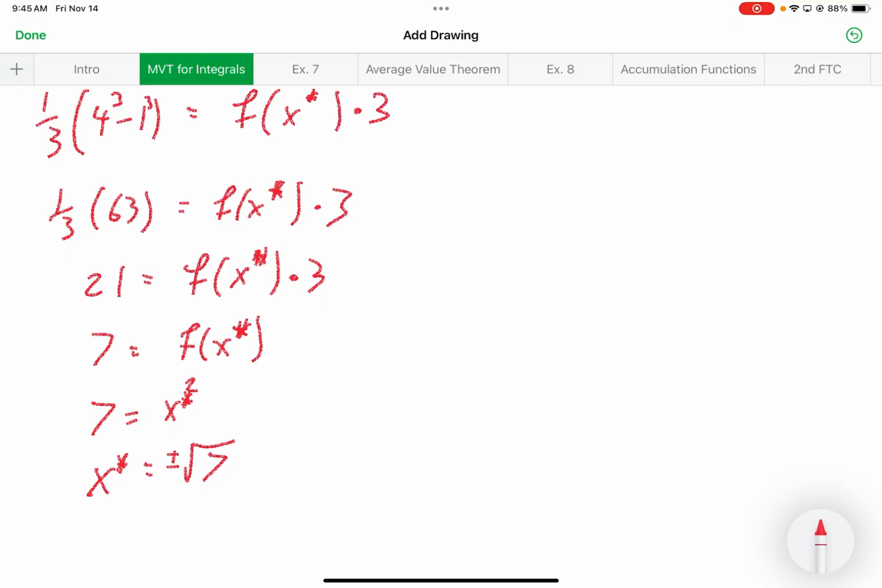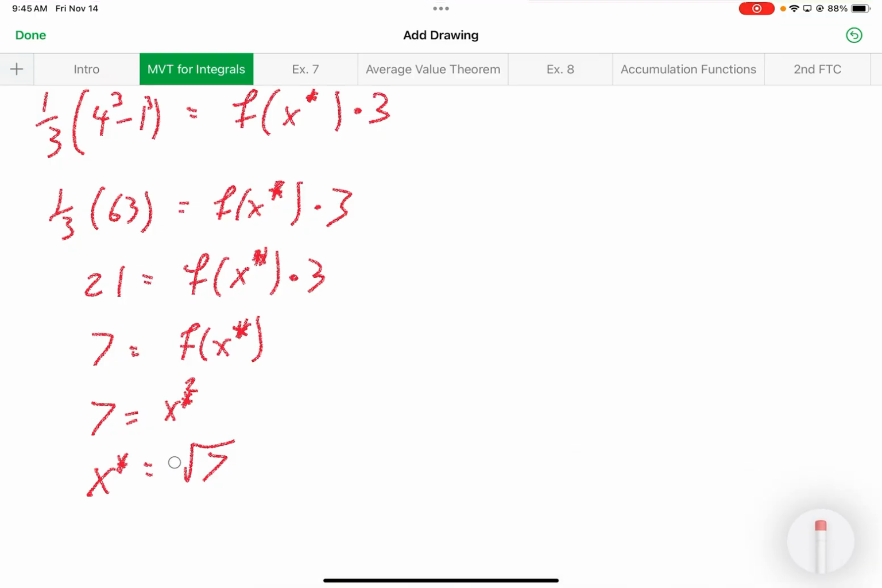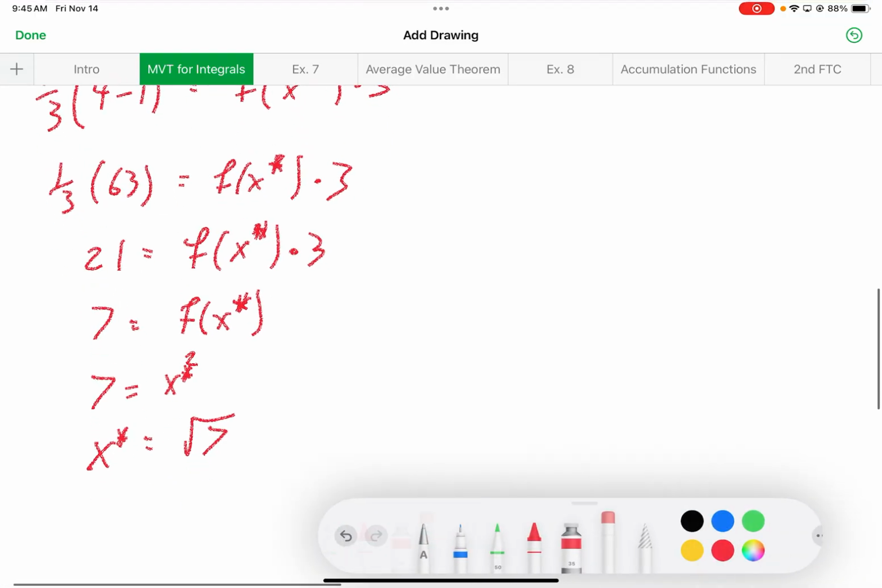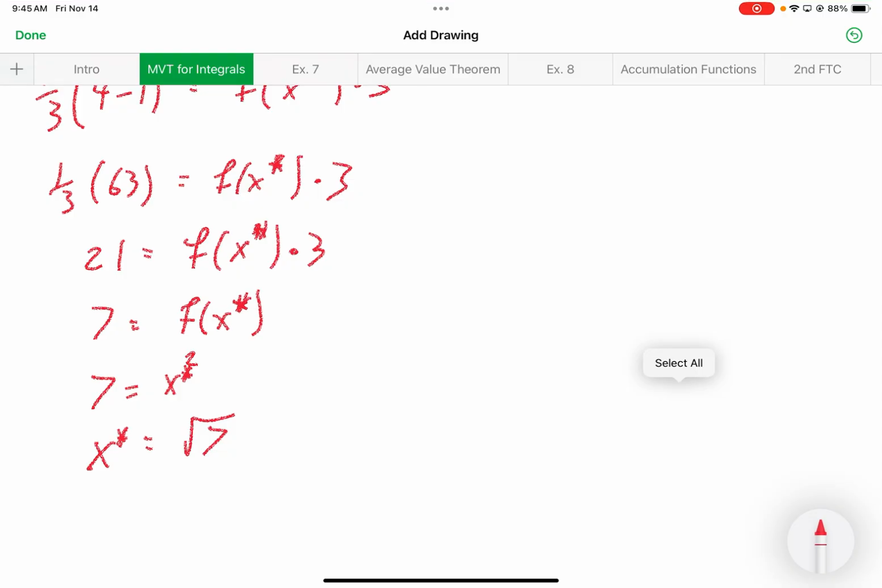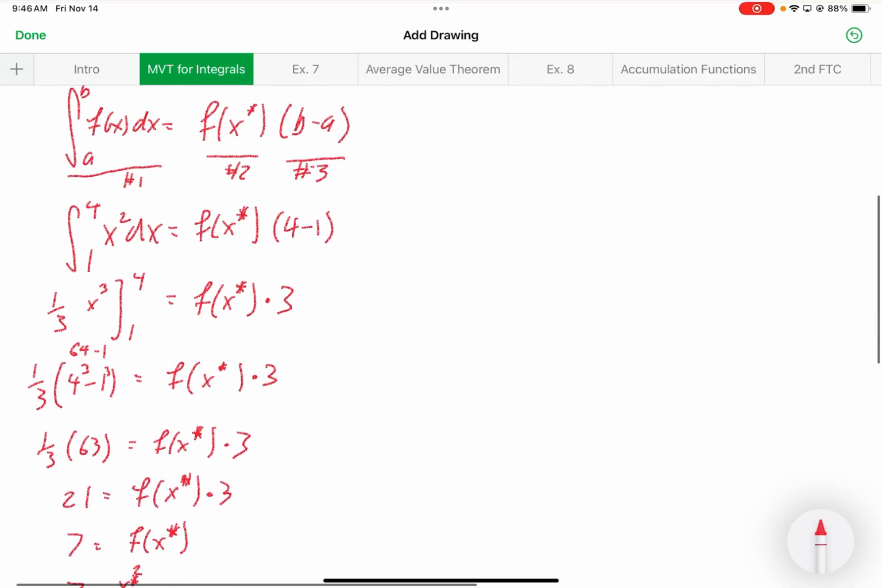Do I want both the positive root and the negative root? Why not the negative? It's not in the interval. Very good. It's not that I can't have negative values. It's just that it's not in the interval. Okay, cool. So there's our x value that guarantees it. Now let's look at what that means from a visual representation.